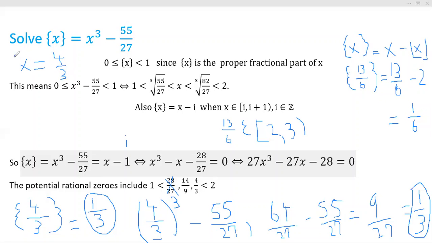Okay, so that is the final answer right there. X equals 4/3. And this is the justification for why 4/3 is the answer.